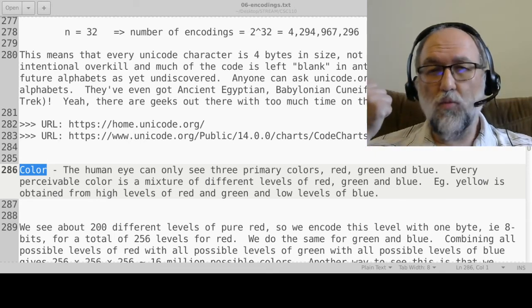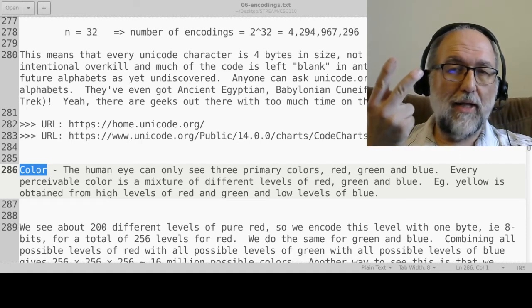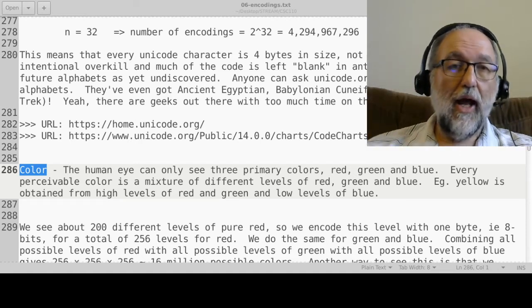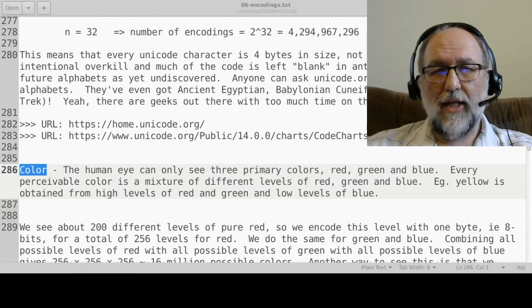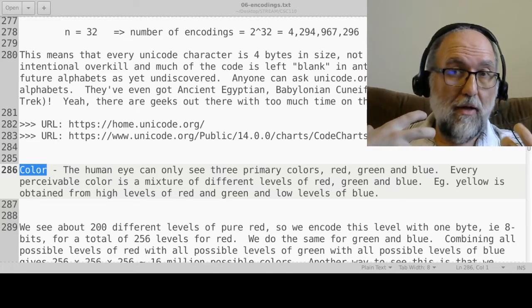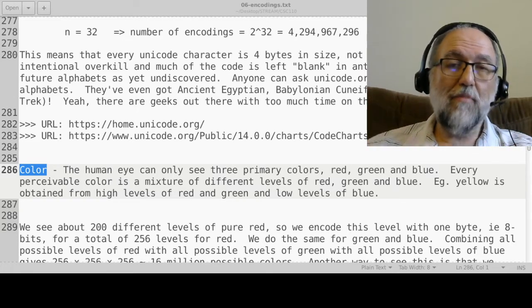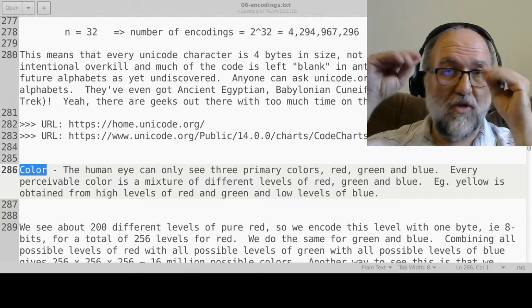So there are cones which are sensitive to red light, cones which are sensitive to green light, and cones which are sensitive to blue light. And so you say, well, how do I see yellow? Because I don't have yellow cones, and the answer is if your eyes are seeing a lot of red and a lot of green, and very little blue, they perceive that. So the red cones are firing off.